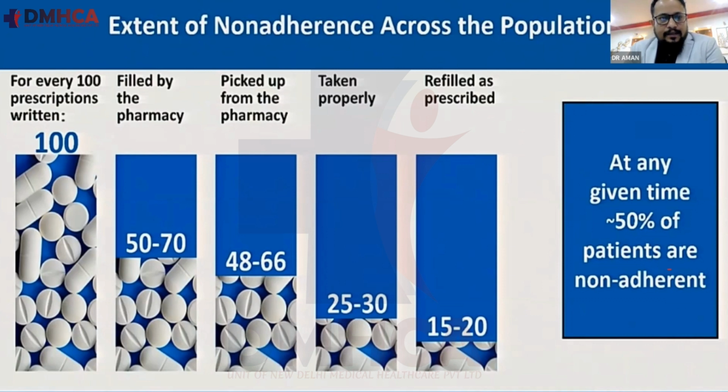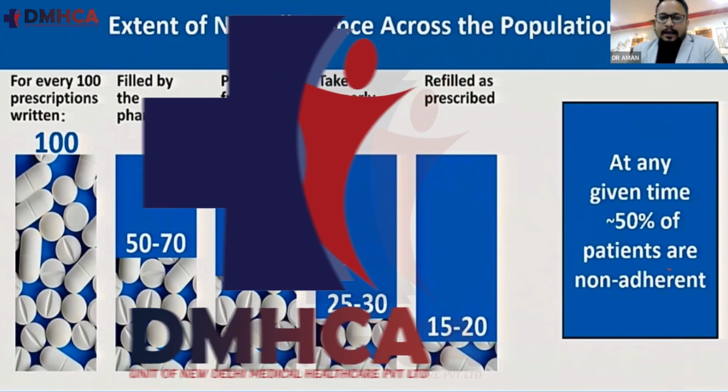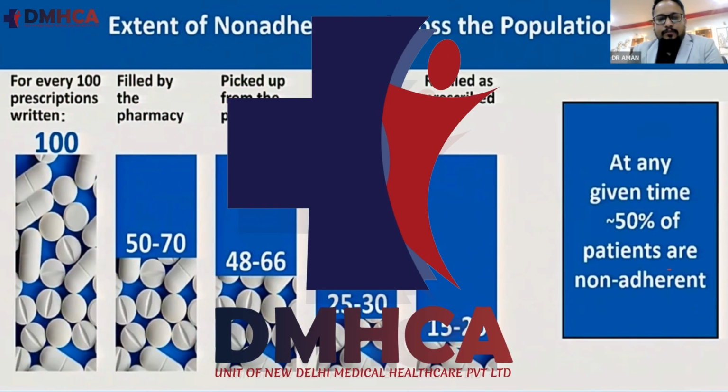In this slide we can see the extent of non-adherence across the population. In the whole population which comes to our emergency or the OPD, for every 100 prescriptions written, only 50 to 70% are filled by the pharmacy. The pharmacist only fills 50 to 70% of the prescriptions properly. The rest are not filled properly.